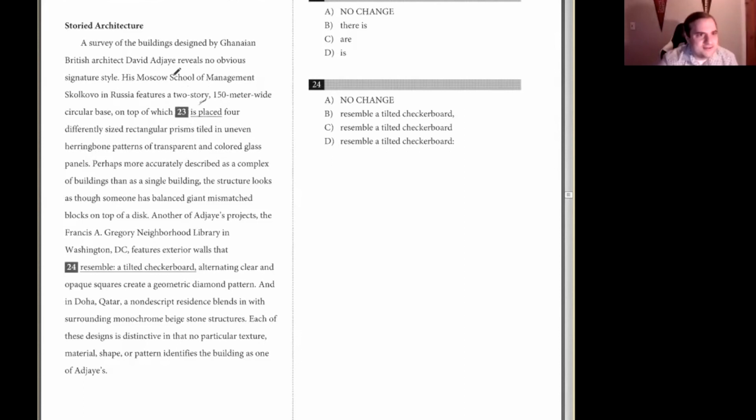So his Moscow School of Management, Sokolov in Russia, features a 2-story. Oh, okay. So this is awkwardly structured. The things being placed are the prisms, and it's coming afterwards, and that is deeply strange. But it is the prisms, which is why we need the plural.